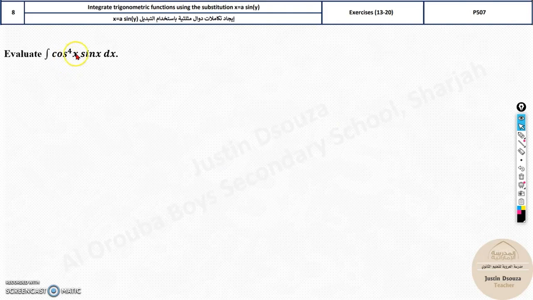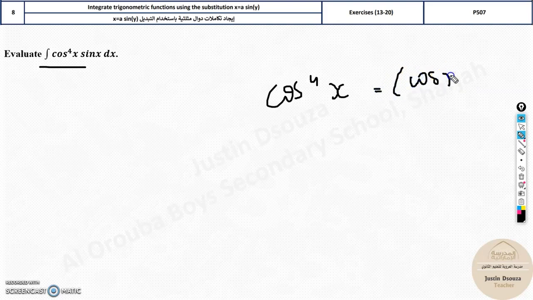Evaluate the integral of cos to the power 4 x sin x. Before we continue, I just want to make one thing clear. Cos to the power 4 x is equal to, in a calculator if you're using it, cos x the whole power 4.